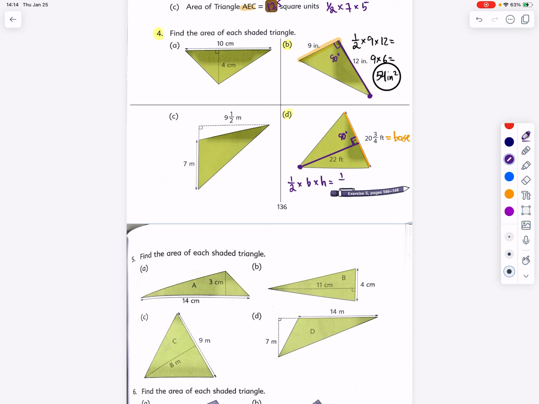Let's find it. It would be half of 22 times 20 3/4. Half of 22 is 11 times 20.75. And my friends, I got 228 1/4 feet squared. I hope you found this exercise useful.